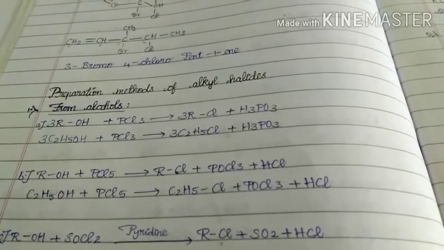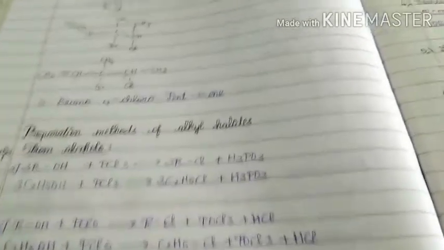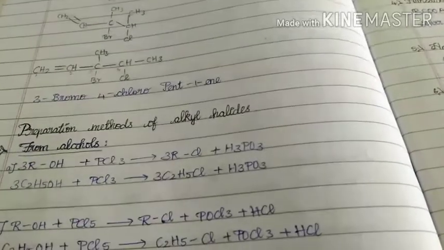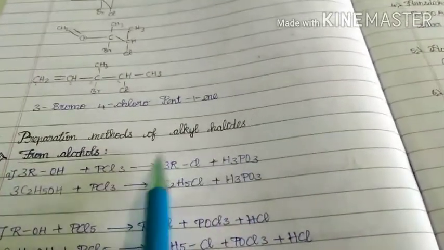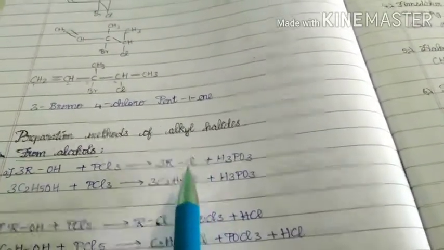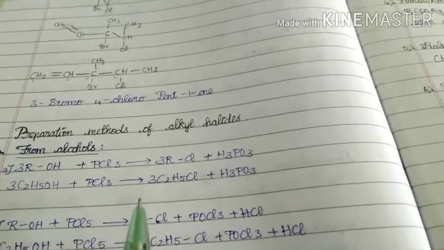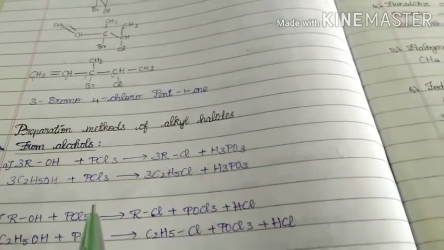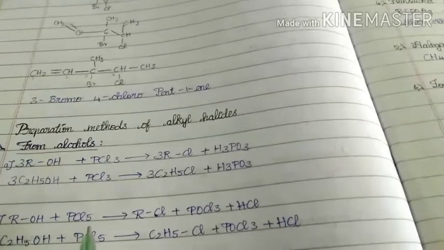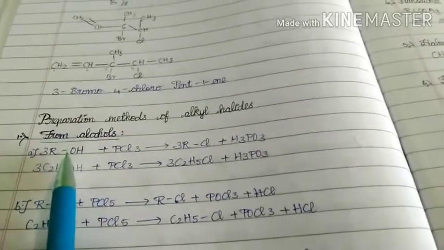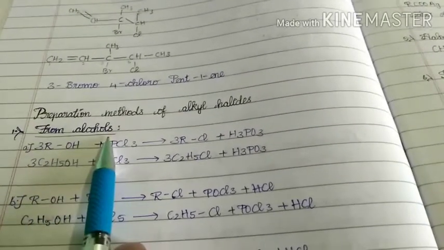Good morning, students. This is the next topic, the first chapter of organic chemistry: preparation methods of alkyl halides. In the previous video, we discussed the introduction of alkyl halides and nomenclature of alkyl halides. Now we are going to discuss their preparation. The first preparation method is from alcohols.